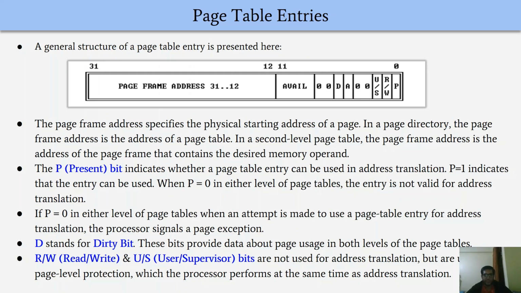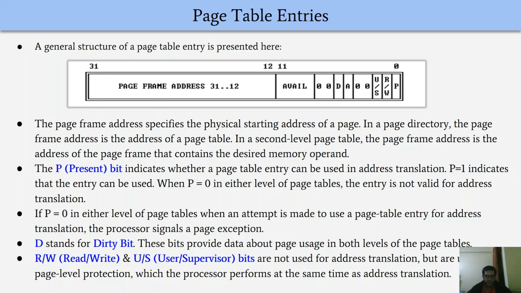This slide shows the structure of the page table entries. So it is a 32-bit identifier, a page table entry. The first part contains the page frame address, which specifies the physical starting address of a page. It is the address of the page frame that contains the desired memory operand. The rest contains some bits like the present bit, dirty bit, and some protection bits.